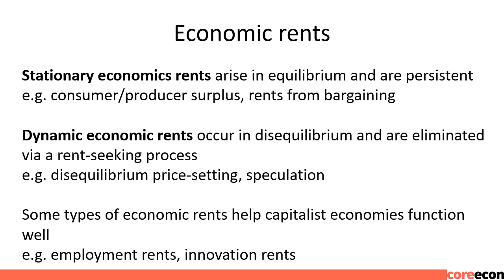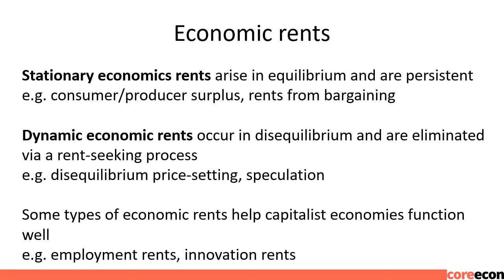Economic rents. Economic rent is a payment or benefit that someone receives that is superior to his or her next best alternative. Economic rents are the things that drive capitalism. It is the search for profits that makes capitalism work. There are two kinds of rents. Stationary economic rents arise in equilibrium and are persistent. Example, consumer/producer surplus, rents from bargaining, monopoly rent, or rent created by government imposition of price controls.